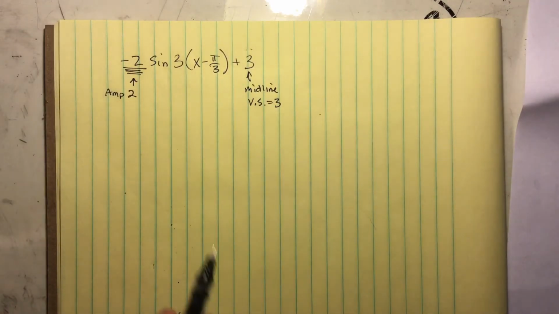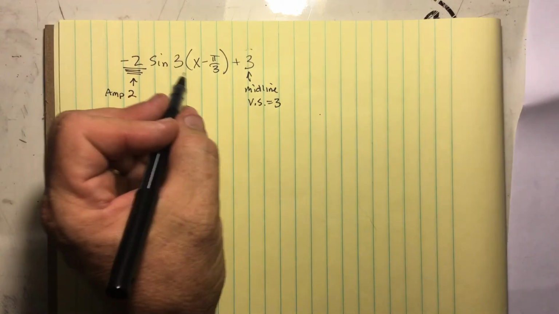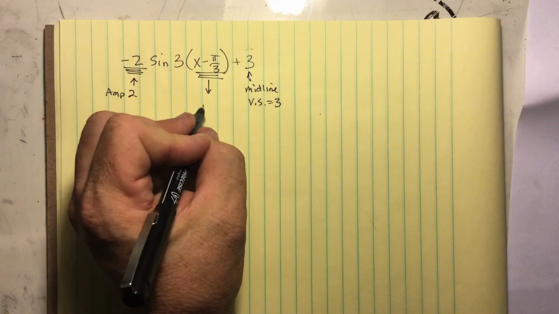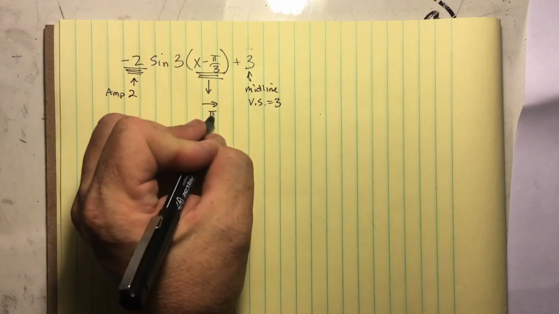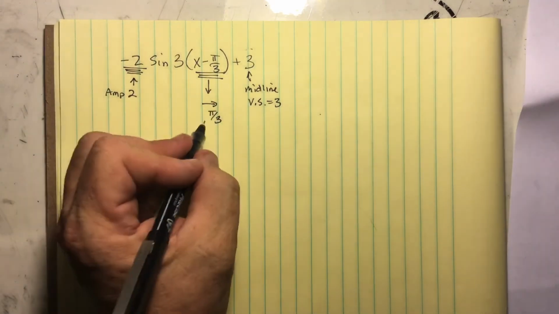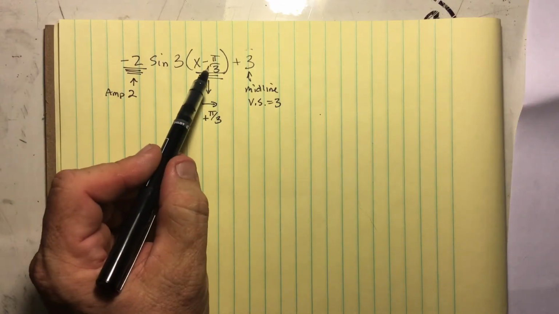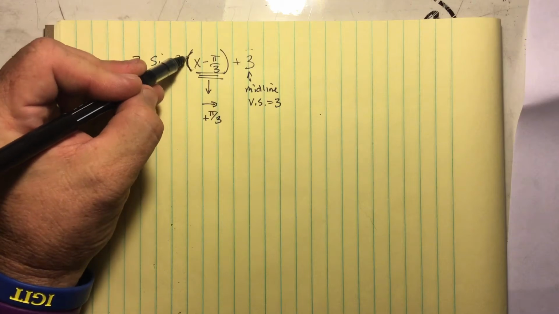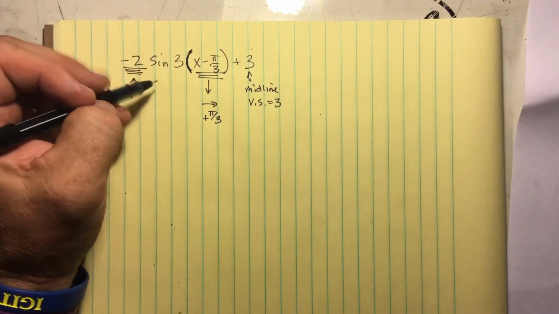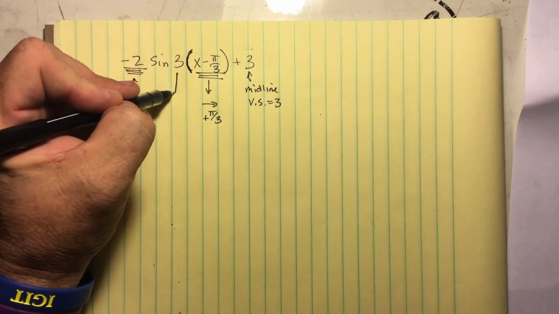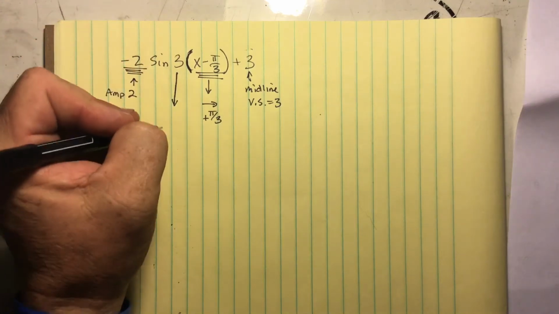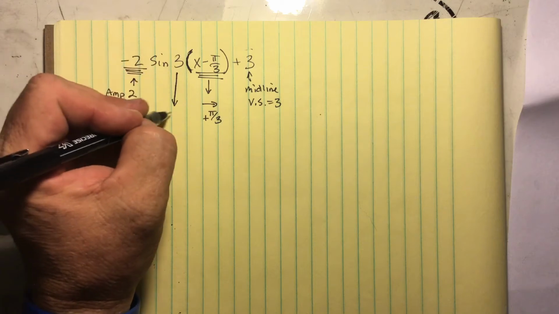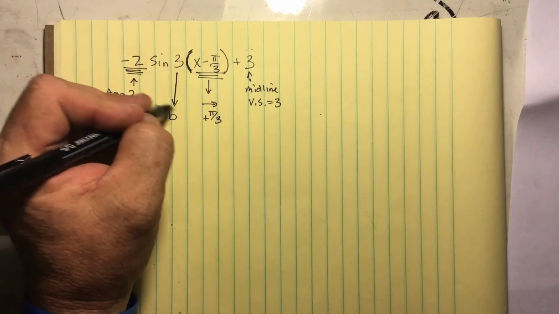And then our phase shift here is going to be to the right pi over 3. So we're adding pi over 3. We're doing the opposite. So this format here is a little new to you guys. So this is, remember, we're calling that B, and that's the length of the period.